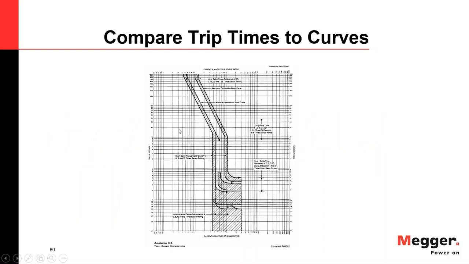Now the next thing is comparing the trip times to the curves. Also very time consuming. First of all, you need the curve. Second of all, you need to be able to read the curve. And this is actually, even though it doesn't look like it, a kind of complicated one because it has all kinds of adjustments and exceptions to it. And this is, by the way, for an airframe breaker. So you have the long time, the short time delay, and then the instantaneous.